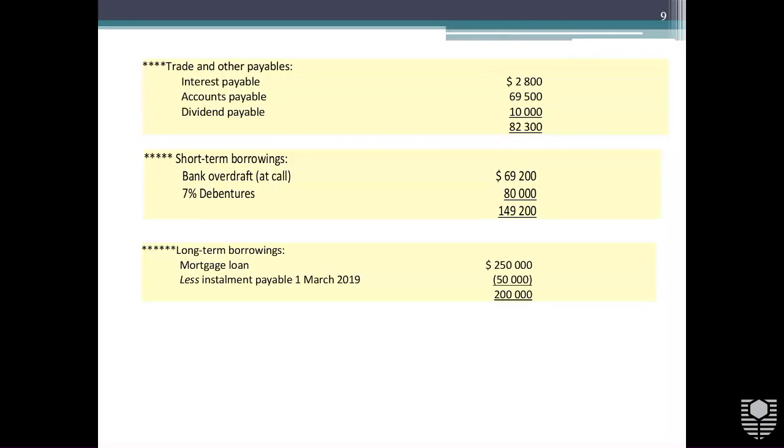So that's why we've got it as a current, rather than non-current. As a rule of thumb, most debentures will last for a number of years unless the question tells you otherwise. So we know they're going to be redeemed within 12 months, so they're going to have to pay for them.